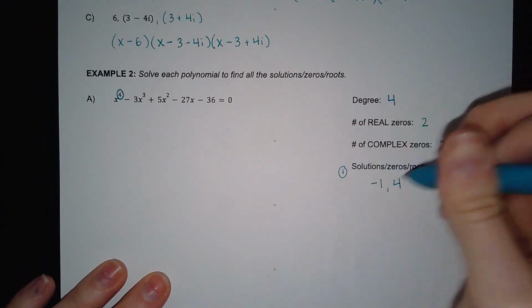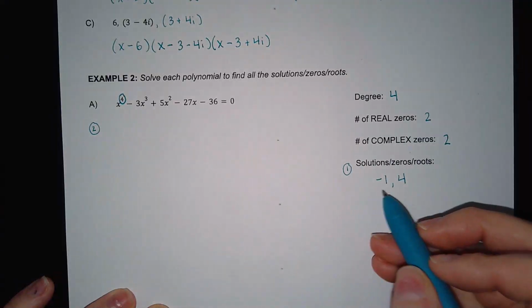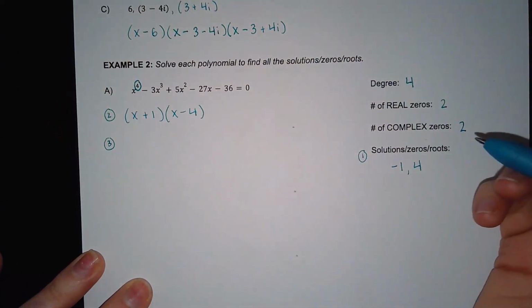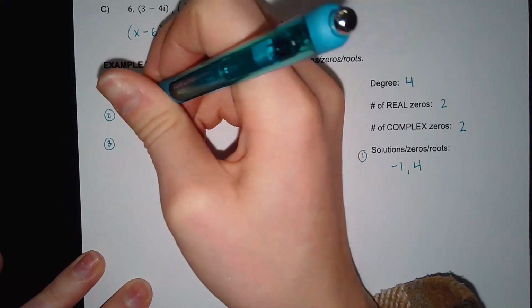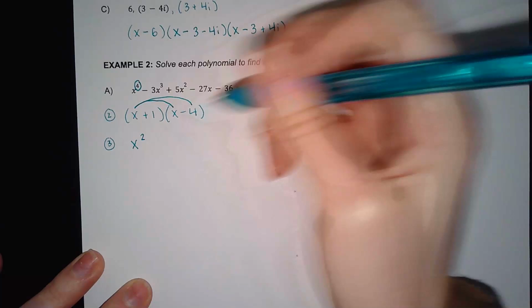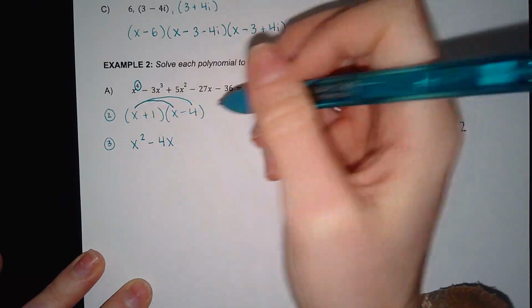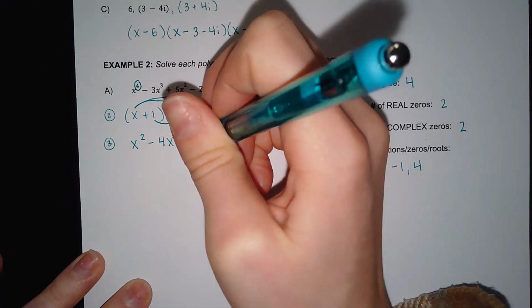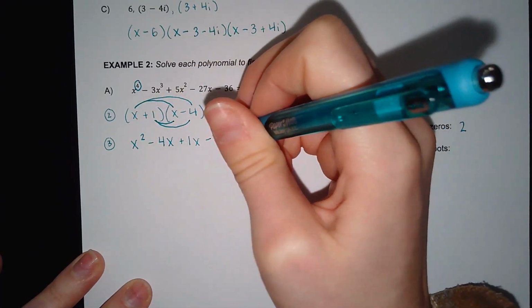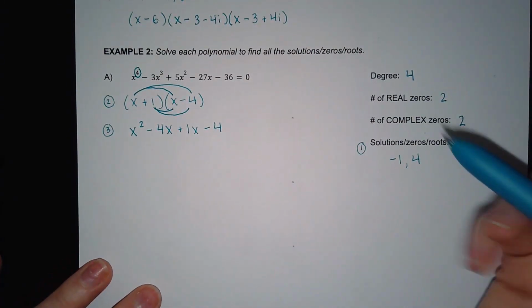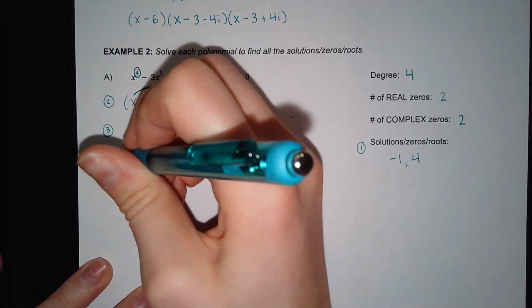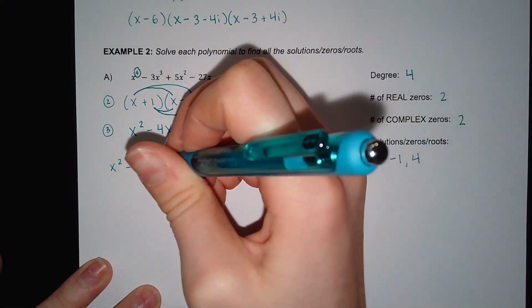That step 1 is to graph and find our real zeros. Step 2 is we'll write those as factors. So -1 I'll write as x plus 1, and 4 I'll write as x minus 4. Step 3 is to multiply. You may use distribution or box method. It doesn't matter to me. This will give me x squared minus 4x. We'll multiply by the 1, plus 1x, and then by the 4, minus 4. Combining like terms, that will give me x squared minus 3x minus 4.